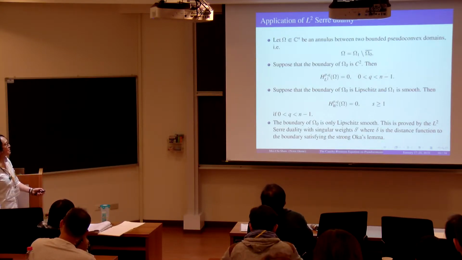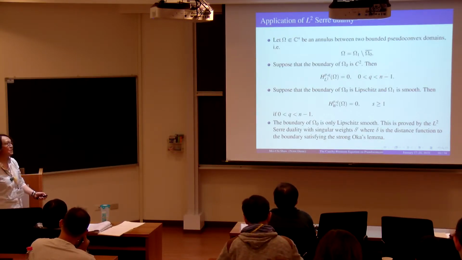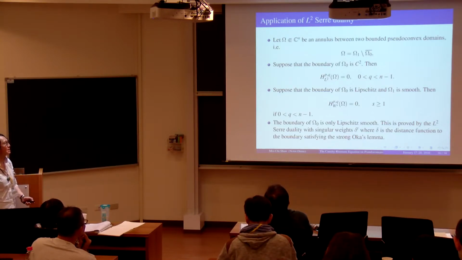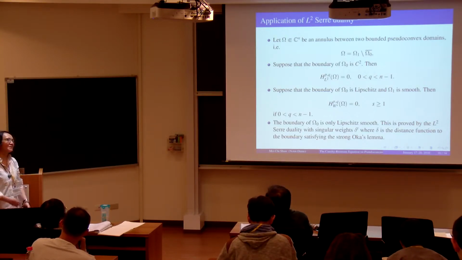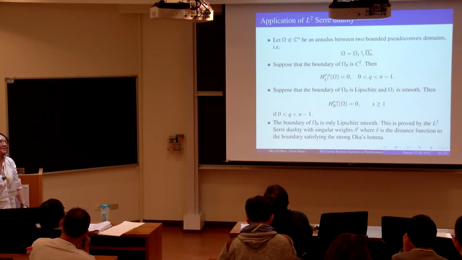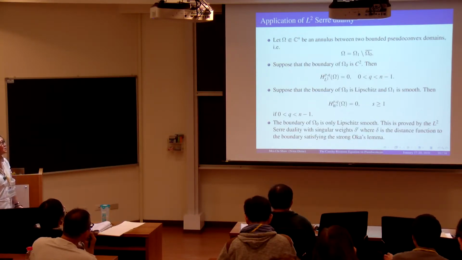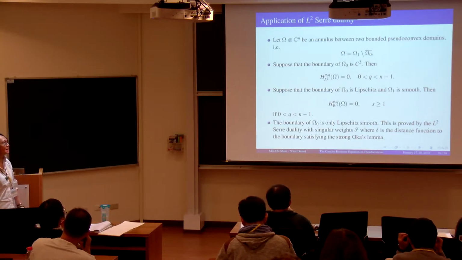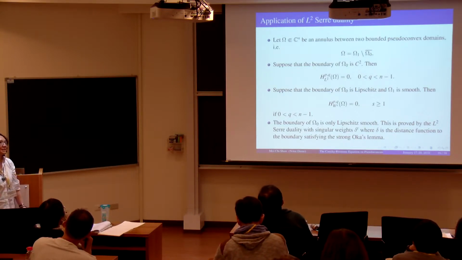And this result was done more than 30 years ago when the boundary is C3 by myself using Kohn-Hörmander's weighted L2 norm method. It was only later that I realized that using self-duality, one can greatly simplify the proof.